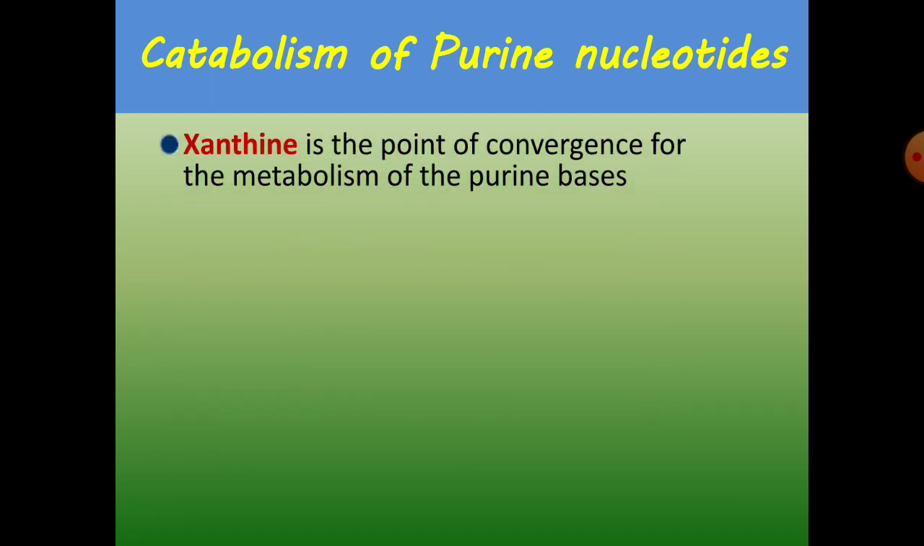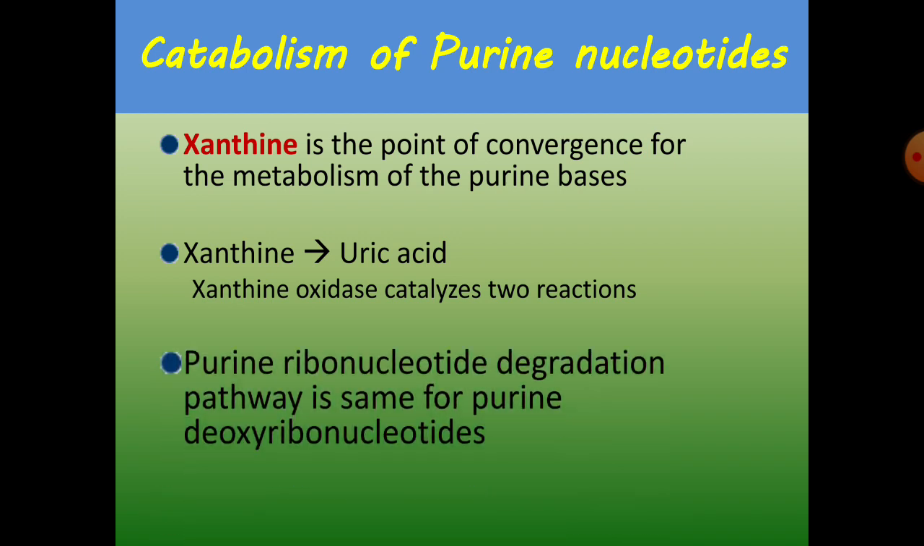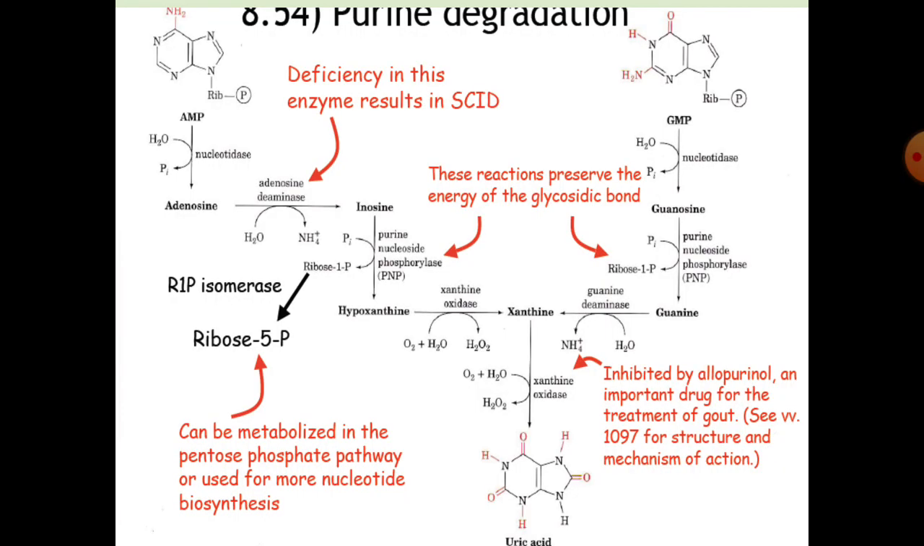Now coming to catabolism of purine nucleotides, you know adenine and guanine. The convergence product is xanthine, from which it will diverge, and finally in animals it will produce uric acid. Now xanthine oxidase catalyzes the last 2 reactions, and this purine ribonucleotide degradation pathway is the same for purine deoxyribonucleotide as well. So it is the same pathway, but we will learn in the line of purine ribonucleotide. So this is the overview of purine degradation.